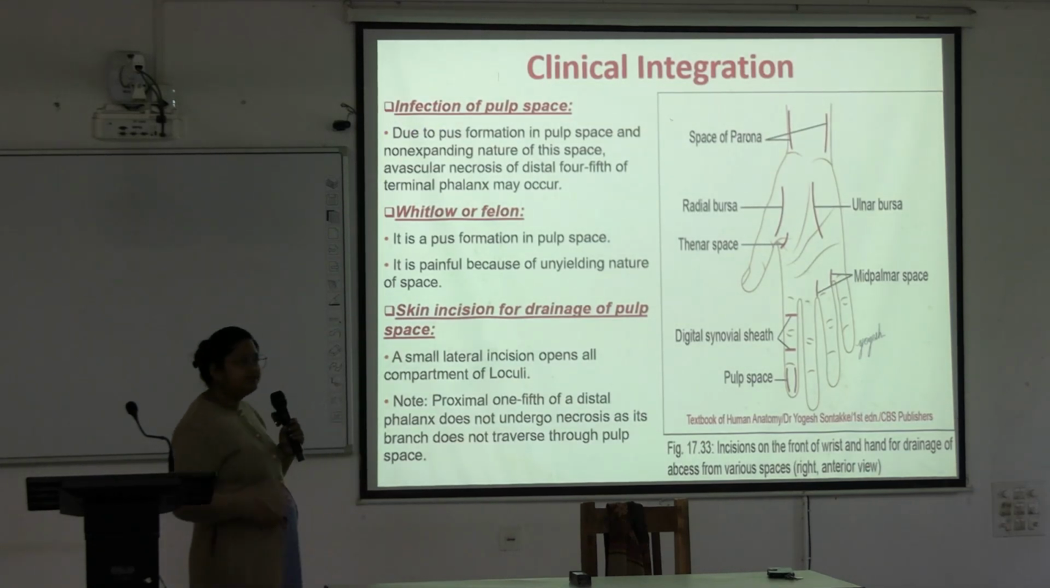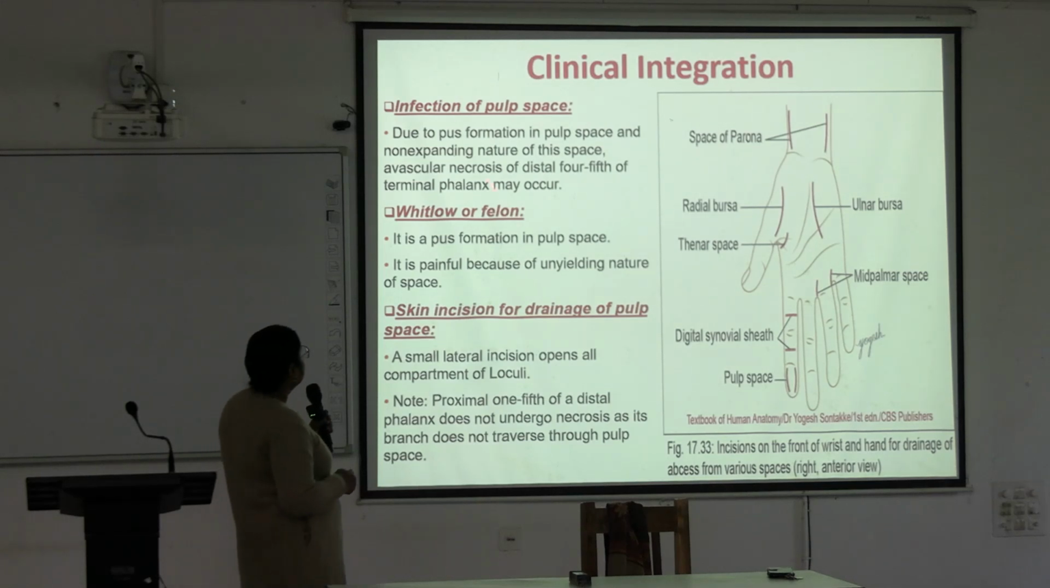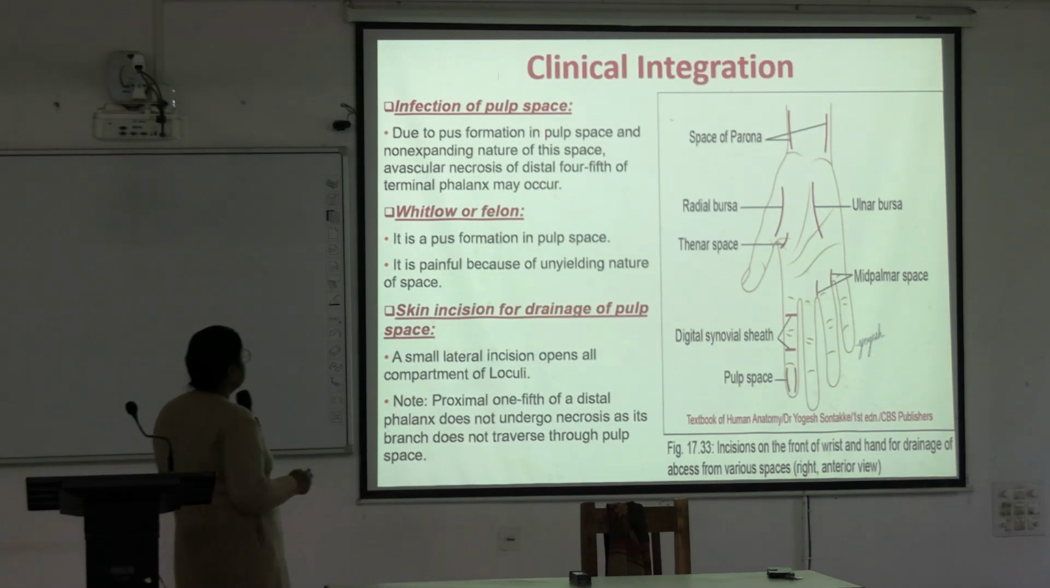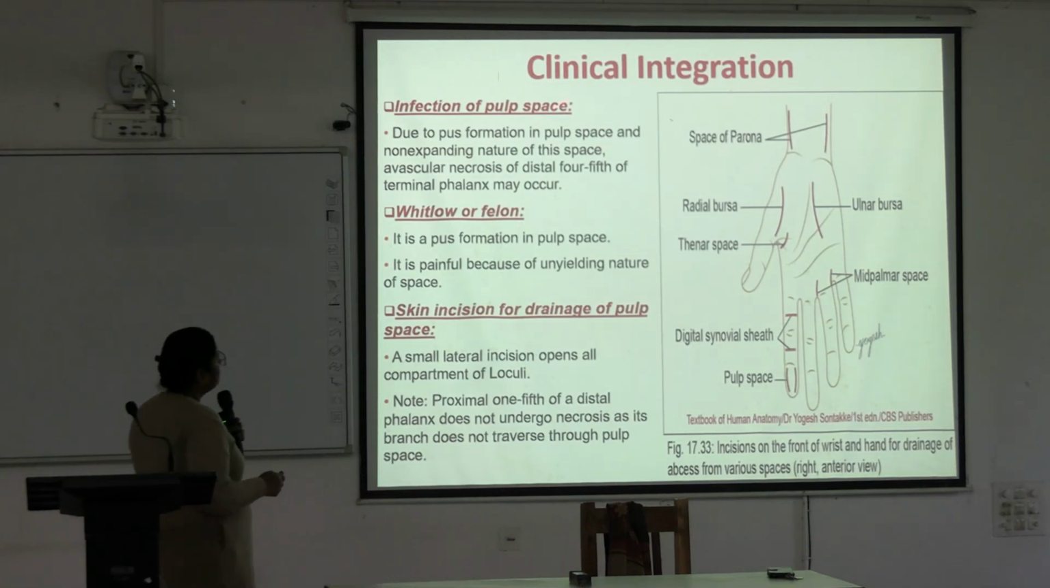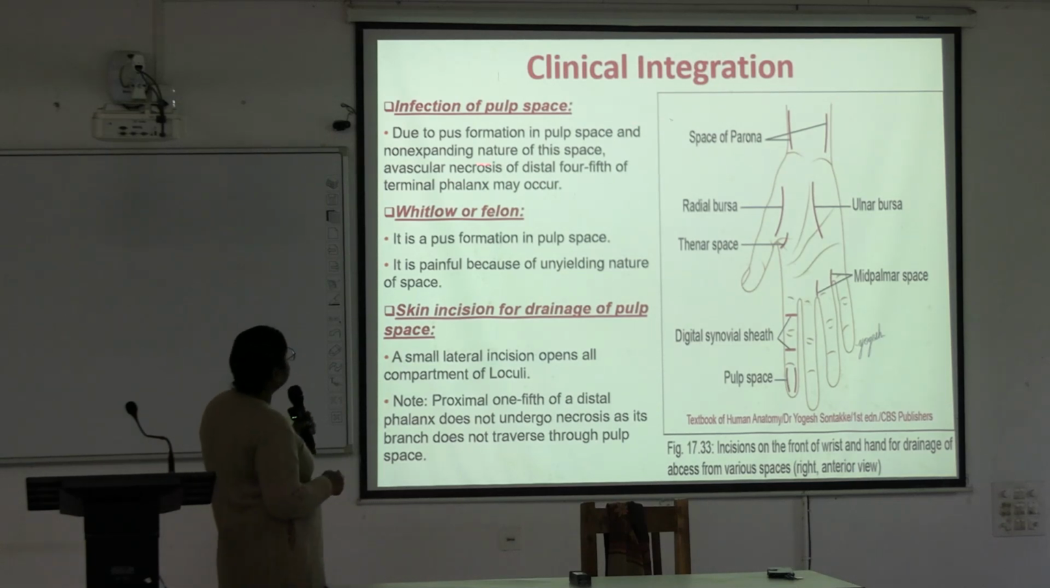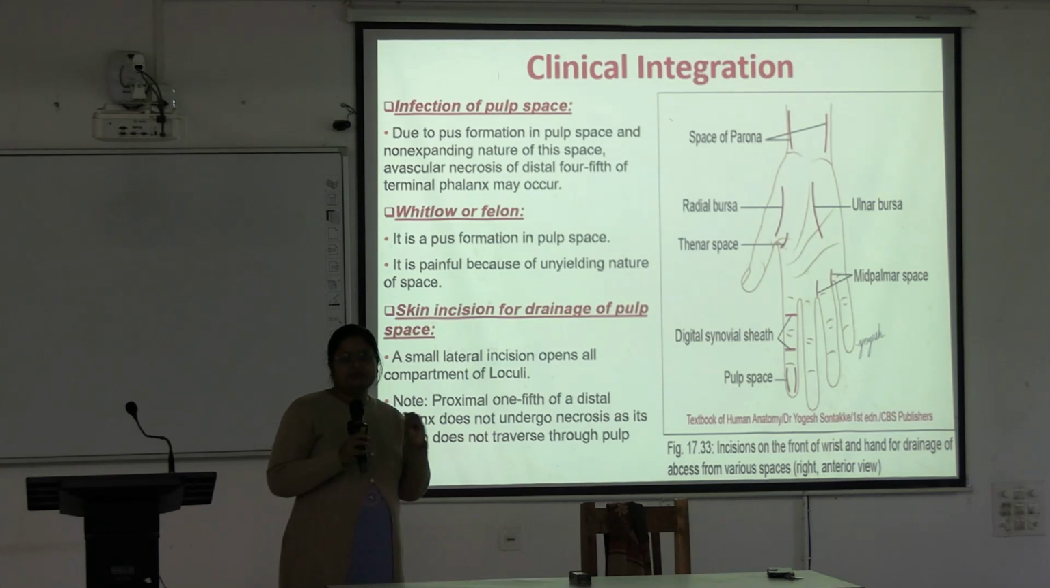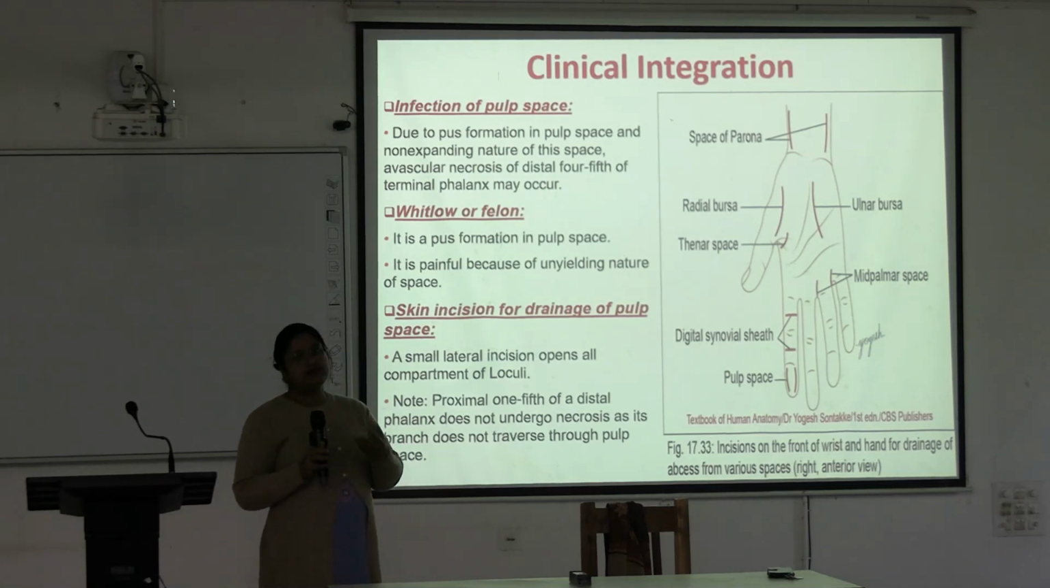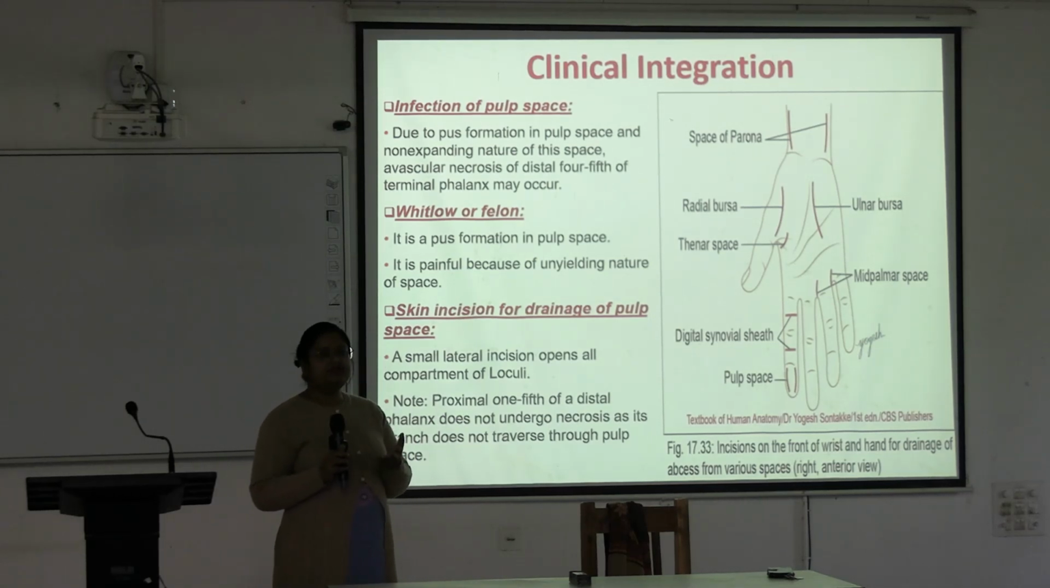Now we are going to the clinical aspect of this. So what is infection of Pulp space? Due to pus formation in the Pulp space and non-expanding nature of this space, avascular necrosis of the distal 4/5 of the terminal phalanx may occur. Okay, in case of infection, there will be a collection of pus, and it will compress the artery. So blood supply will be lost to the distal phalanx, and it will undergo necrosis, avascular necrosis.